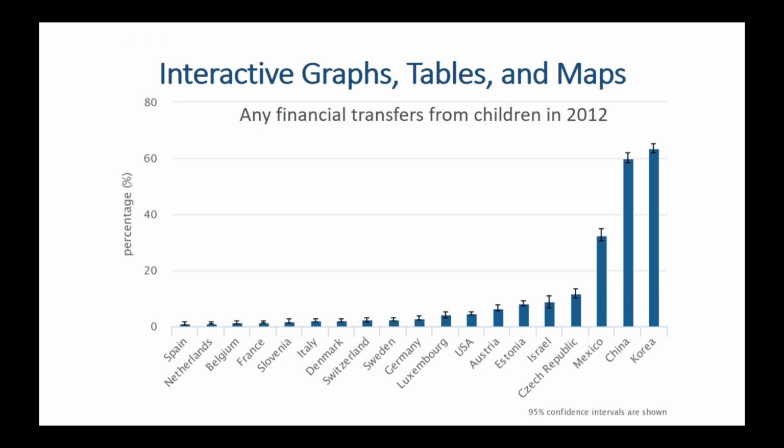So this is any financial transfers from children in 2012, and you can sort this, of course, just by magnitude here. So you can see it's really low in some European countries like Spain, the Netherlands, and France, and Slovenia. And it is really especially high in developing countries like Mexico, China, and Korea.